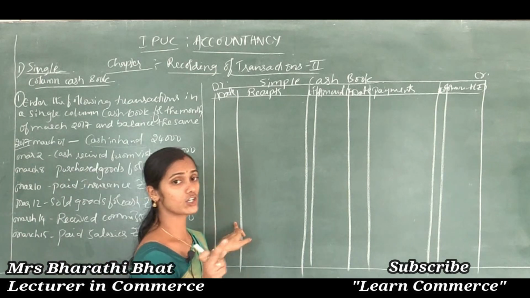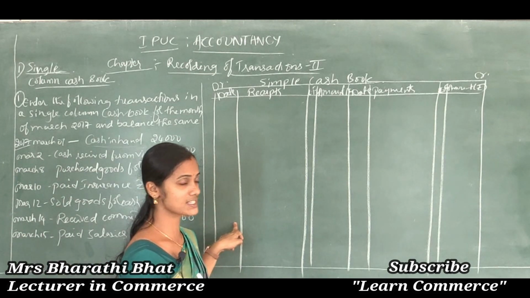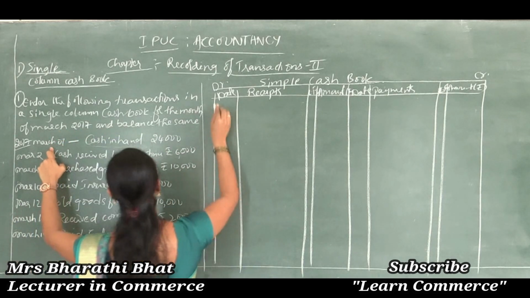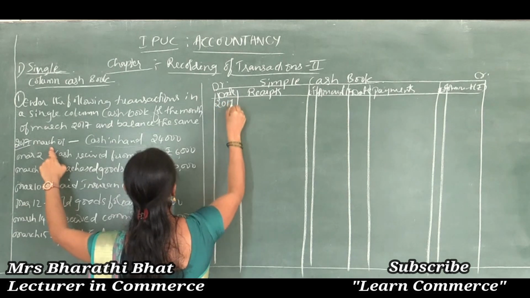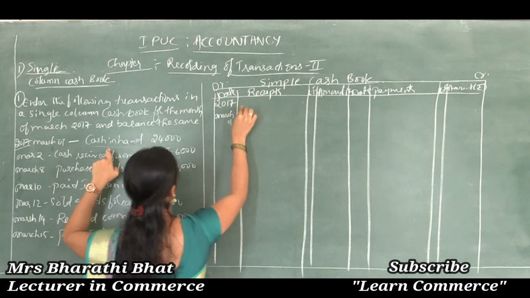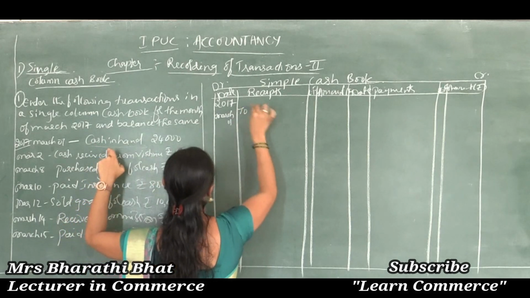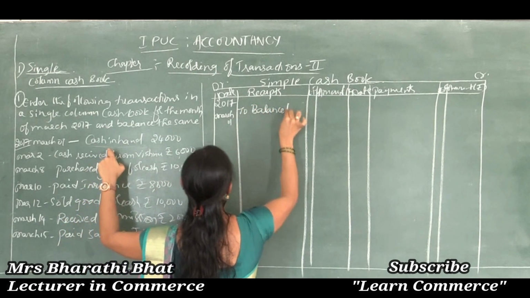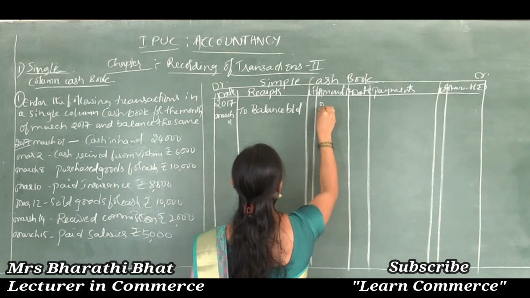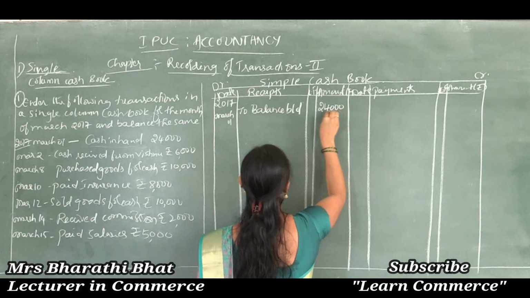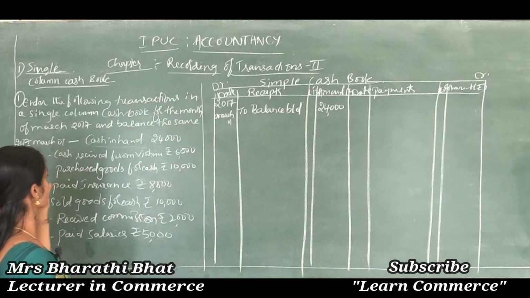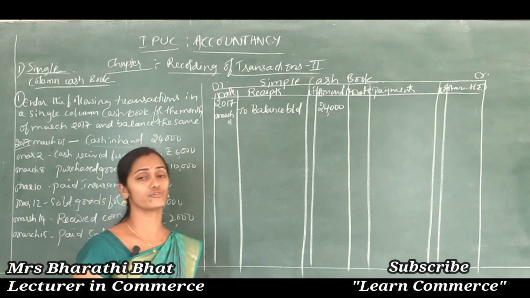This is a format, draw the neat format, use scale and pencil. Okay, and 2017 March 1st, mention the date first. Here year 2017, and the next one is March 1st, cash in hand. I told that to balance brought down. Always the opening balance we should write like this, to balance brought down, amount is rupees 24,000. Clear? 24,000. And the next one is March 2nd, cash received from Vishnu.